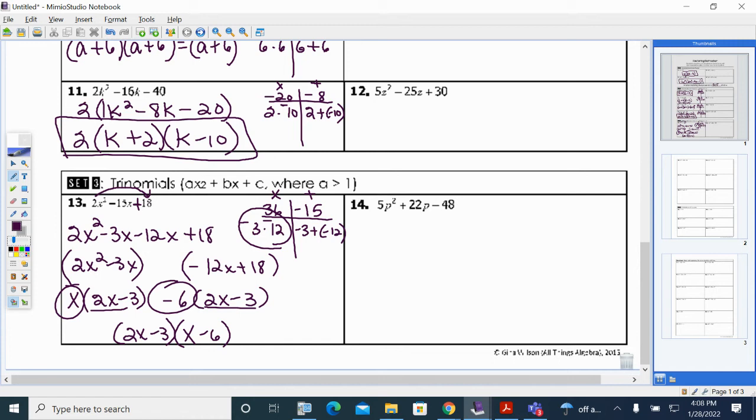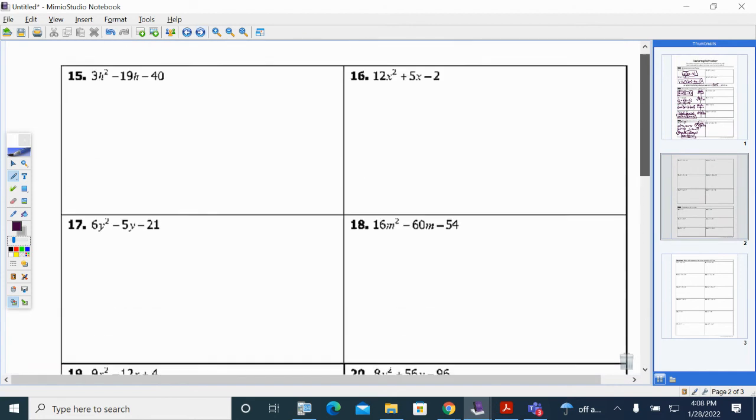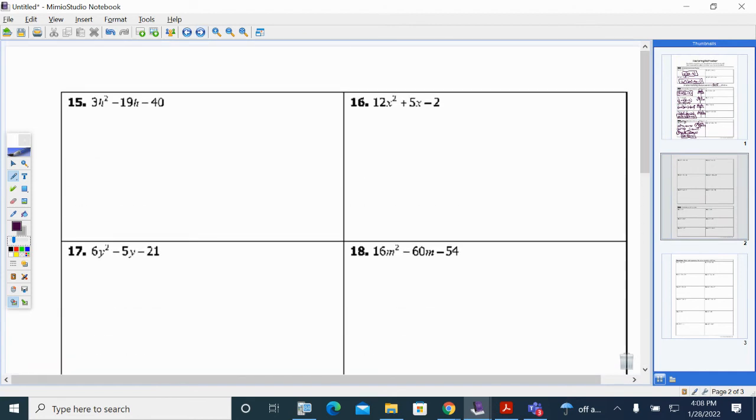Let's do another one of those. That's your answer for example number 13. Example number 15. We've got 3h squared minus 19h minus 40. Again, there is a leading coefficient, but there is no GCF.